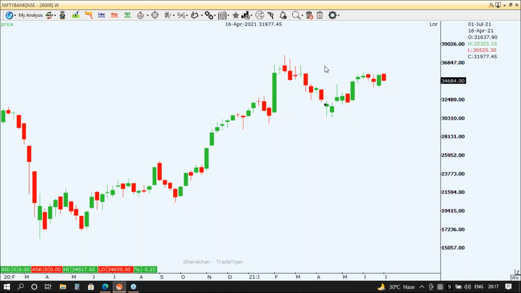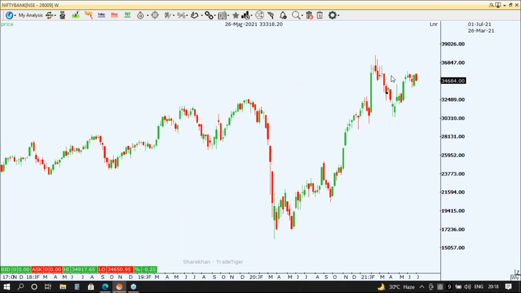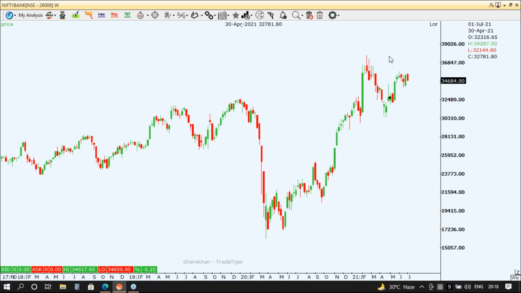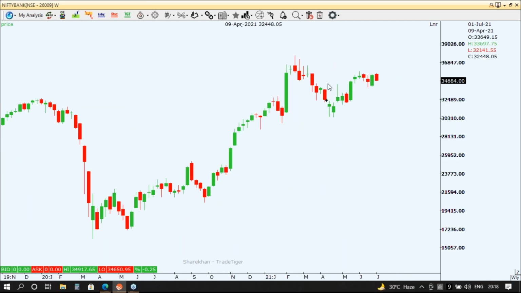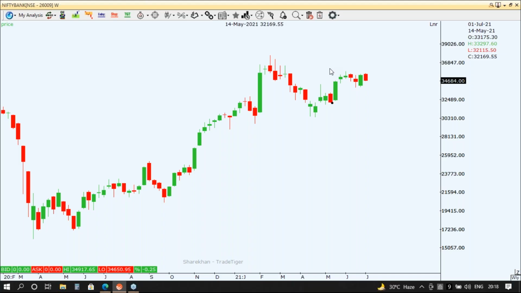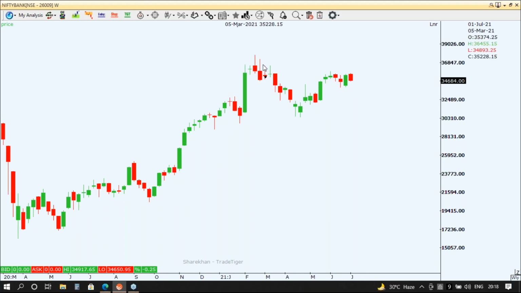So the final observation is, until and unless you take out this high, the high is 37,700, until you start trading above 37,700, the near term momentum would not be positive. You would be trading... what is the answer? Uptrend, sideways, or downtrend? What is the answer over here?